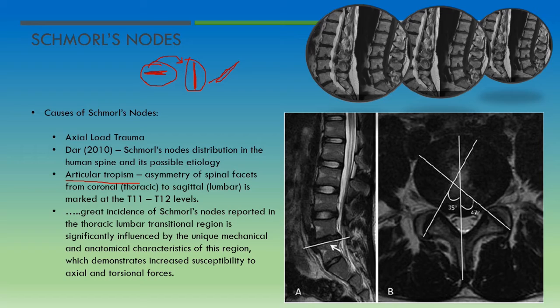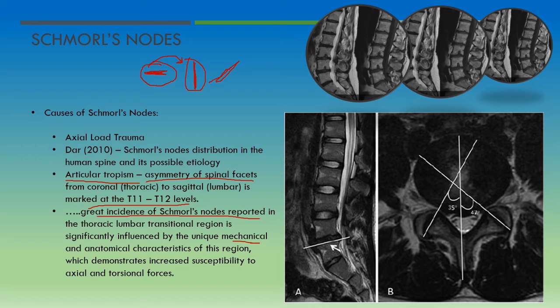So the conclusion of the study was that asymmetry of spinal facets is marked at the T11 to T12 levels of the spine, and the great incidence of Schmorl's nodes reported in the thoracolumbar transitional region is significantly influenced by the unique mechanical characteristics of the region. Mechanical characteristics meaning high axial load forces being transmitted through the thoracolumbar portion of the spine, high mobility demands, and high stability demands. These are the mechanical characteristics of the region.